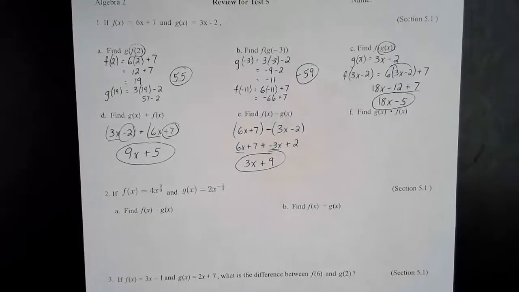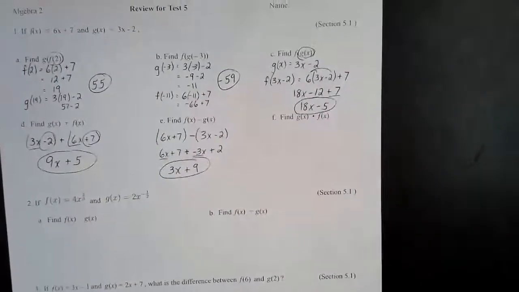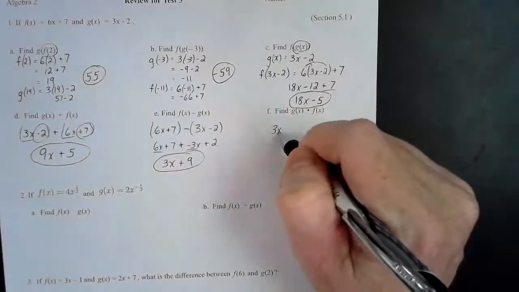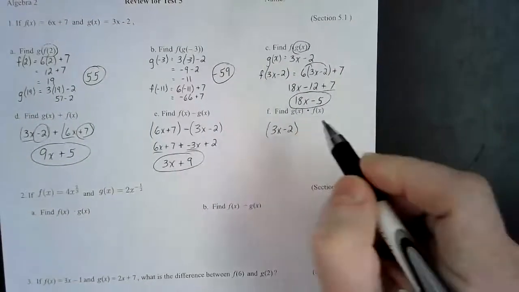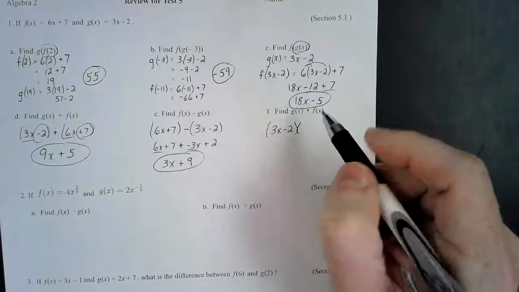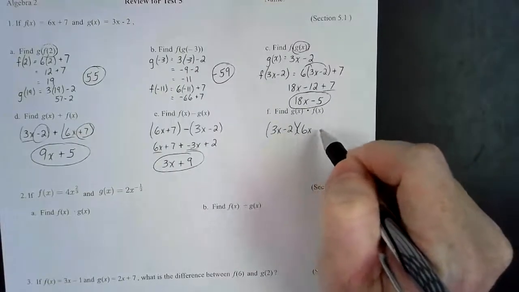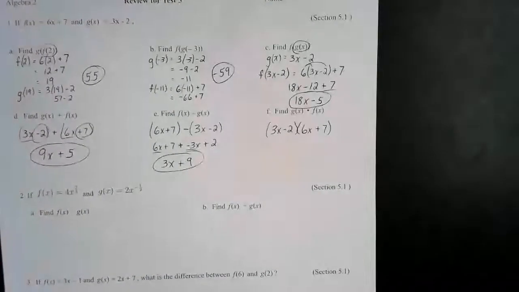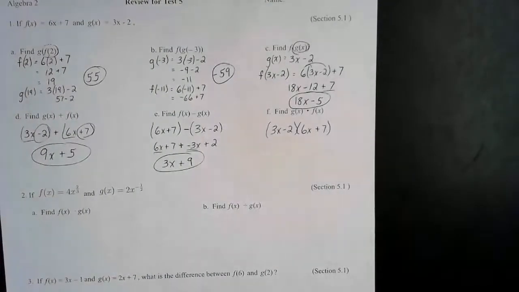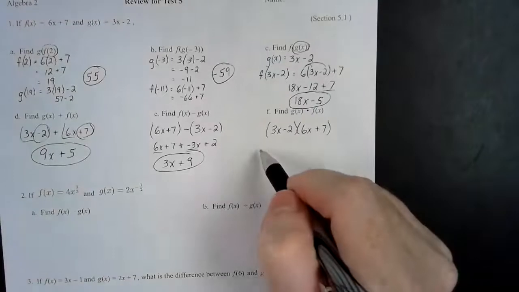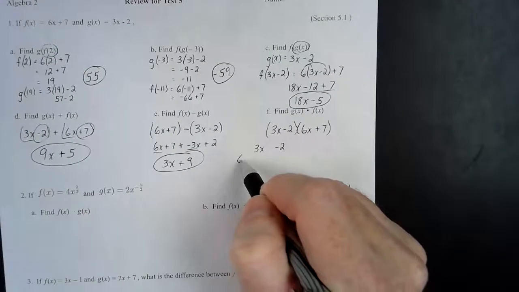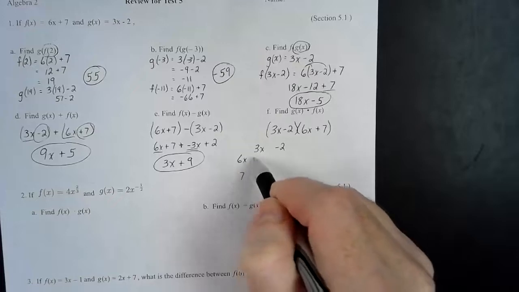Letter F. We're multiplying. G of x is 3x minus 2 times, so I just put it next to it, f of x, 6x plus 7. Now you'll have to do the FOIL or the box method. I will show the box method. So 3x minus 2, and then we have 6x positive 7.